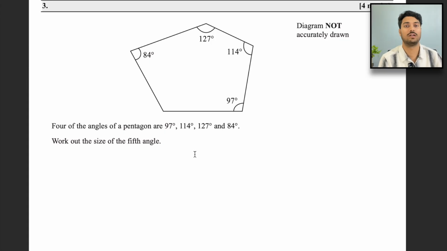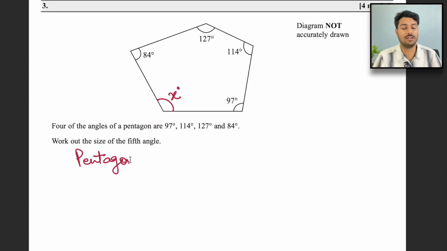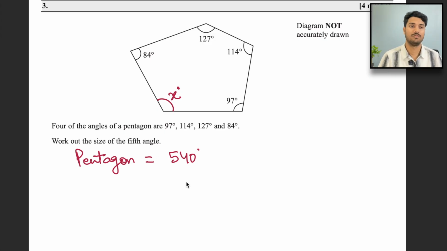Question number 3. Now we can clearly see that it's an irregular shape. All the sides are different. It says 4 of the angles of a pentagon are this, this, this and this. Work out the size of the 5th angle. So to find the 5th angle, which is this one, let's mark this as X. We know that for a pentagon, the interior angle sum is 540 degrees.